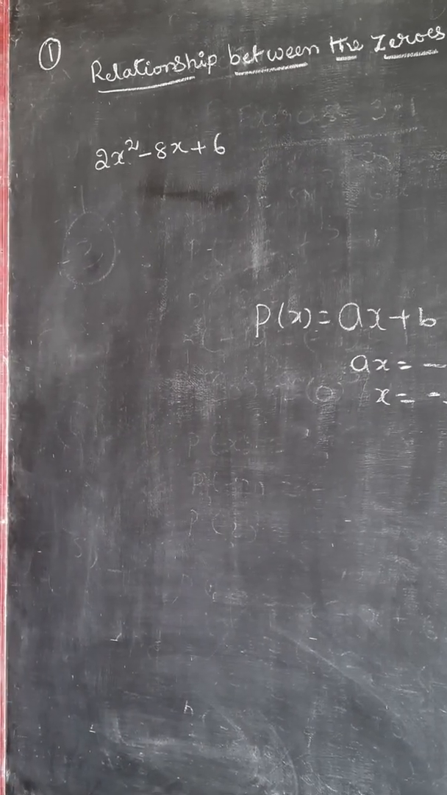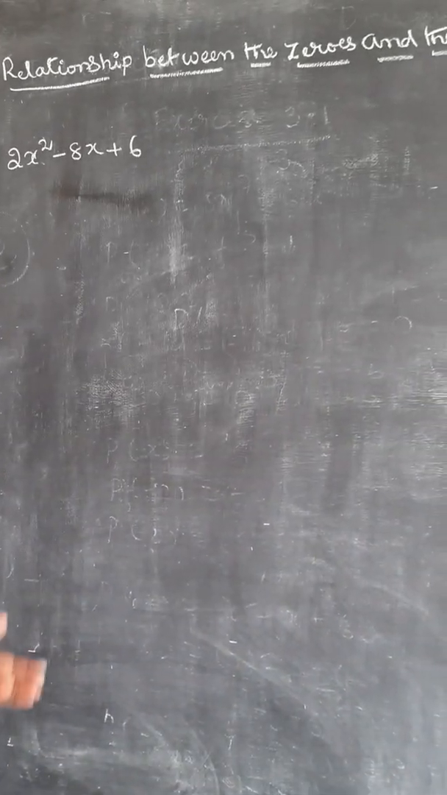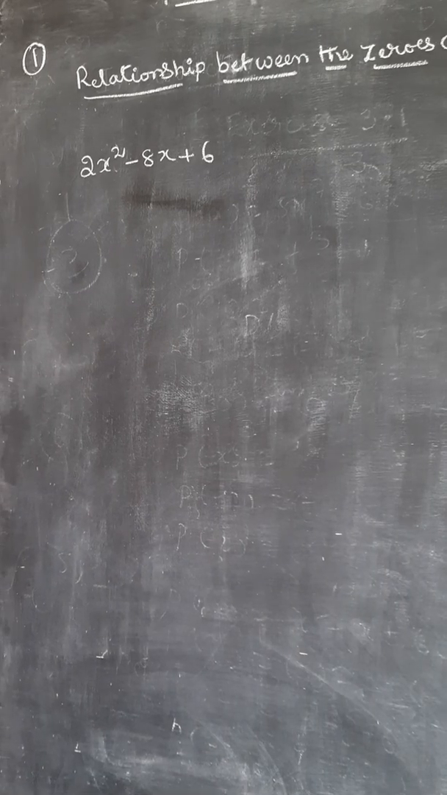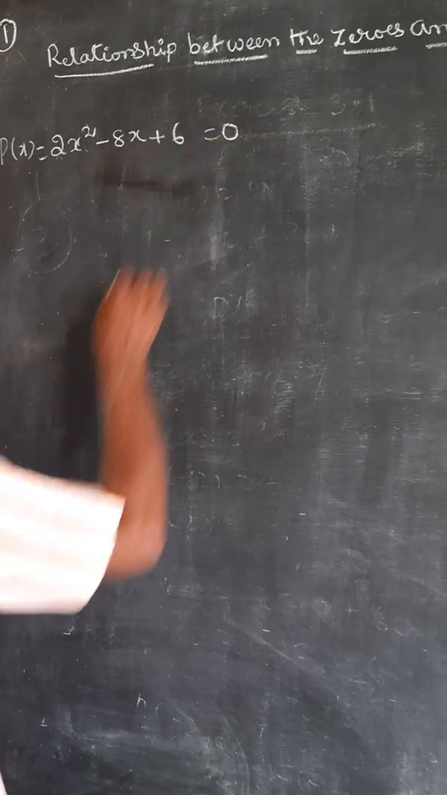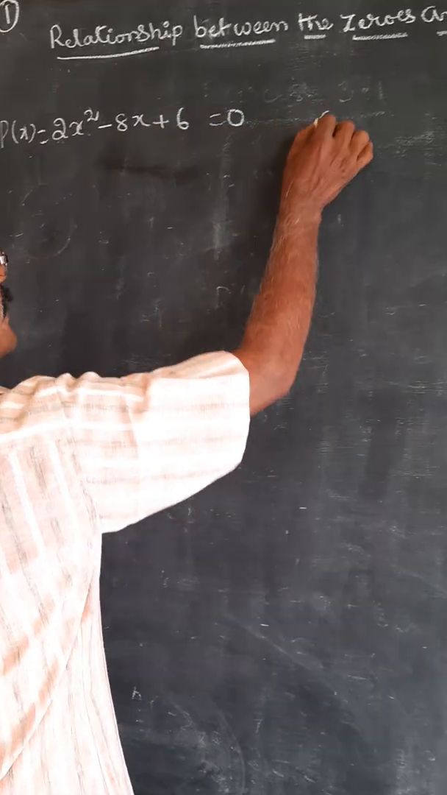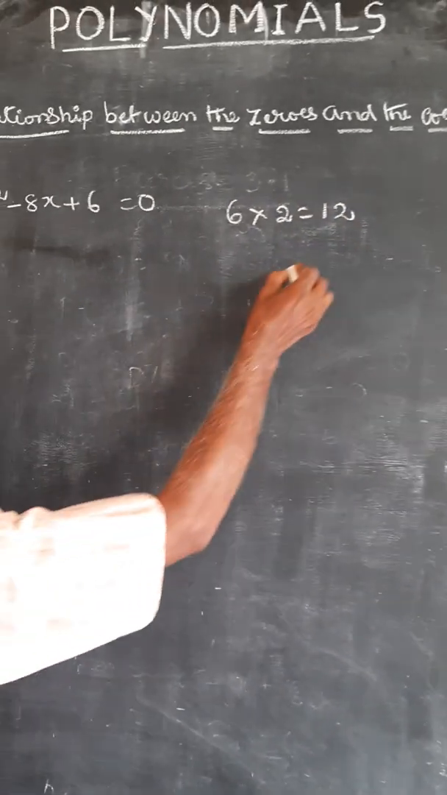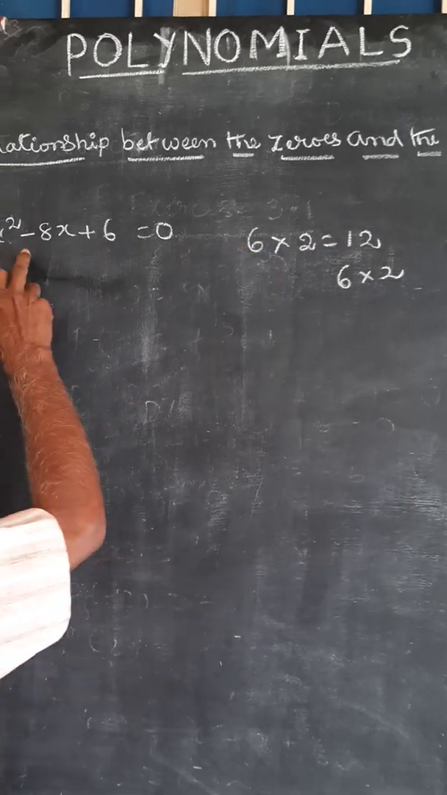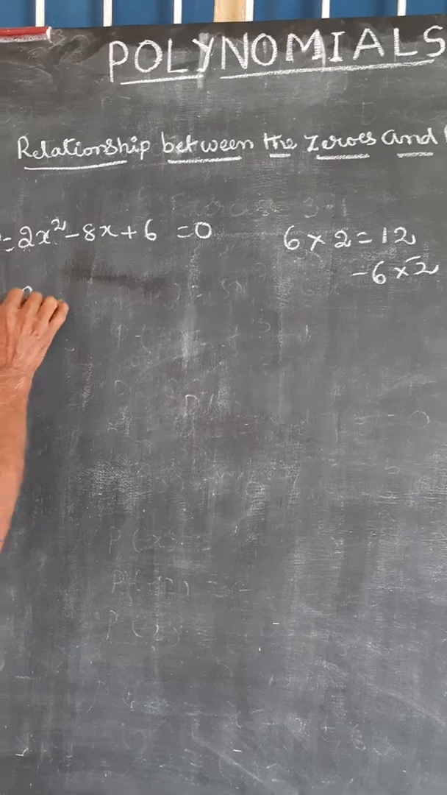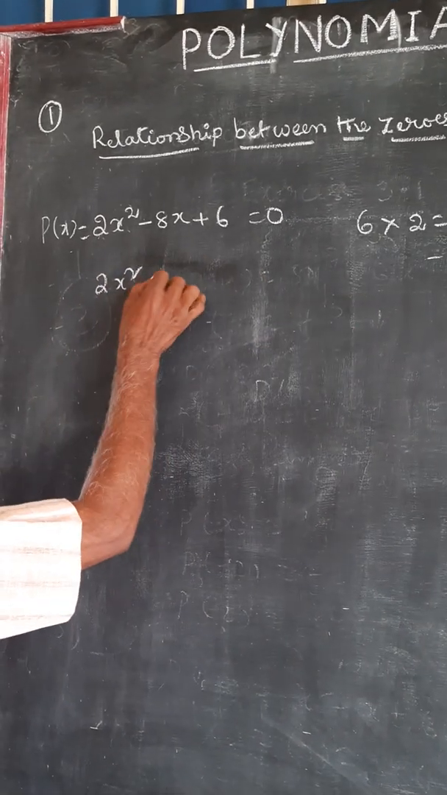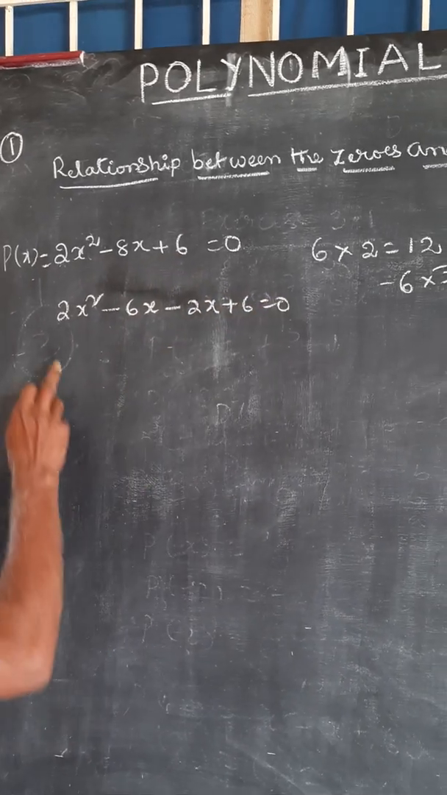In this class, we will explore how to find the zeros of a quadratic polynomial. Take the quadratic polynomial 2x² - 8x + 6. To find the zeros of the polynomial, let the polynomial equal 0. What is the constant number? 6, times the x² coefficient 2, gives 12. Split 12 into factors, and we want -8x, so take the signs as -6 and -2. Write the middle term as 2x² - 6x - 2x + 6 = 0.